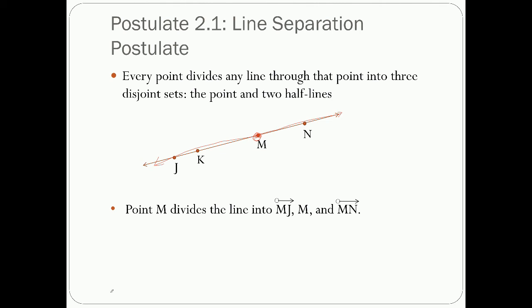We could say this in another way. We could do a different one. So we could say point K separates it into K, half line KJ, which is everything to the left of K, and then half line JK, which is everything to the right of K. And so that's another example.